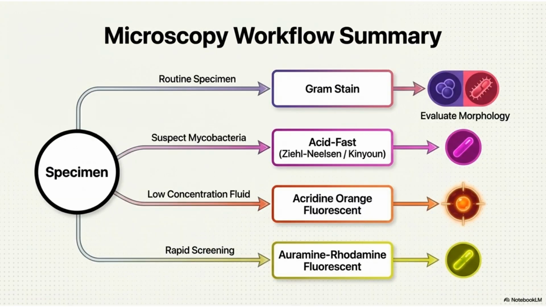In summary, specimen type dictates the staining technique. Routine specimens use gram stain, suspected mycobacteria require acid-fast, low-concentration fluids use acridine orange, and rapid screening is done with auramine rhodamine.